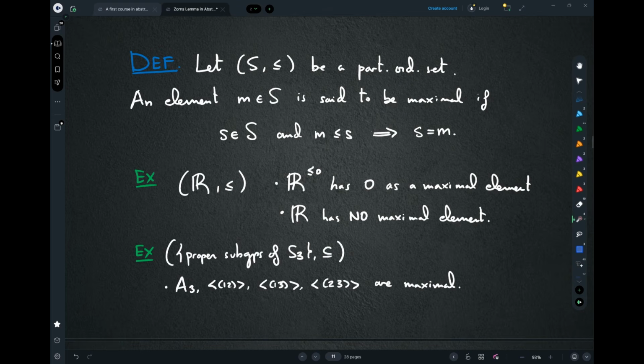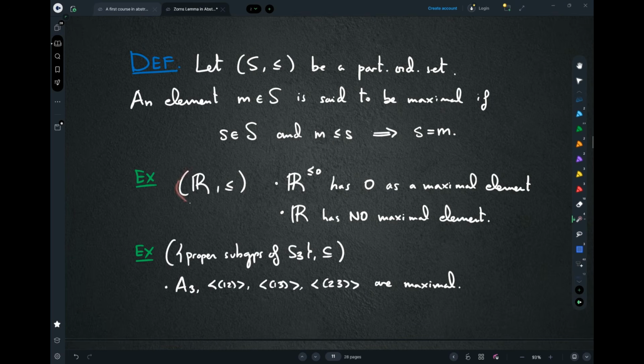If we have a partially ordered set, an element M is said to be maximal if there is nothing above M, nothing that M compares to. What that means is that if you have any element s in S such that M is less than or equal to s, then s is equal to M. So that is maximal. There cannot be something above M with respect to that ordering.